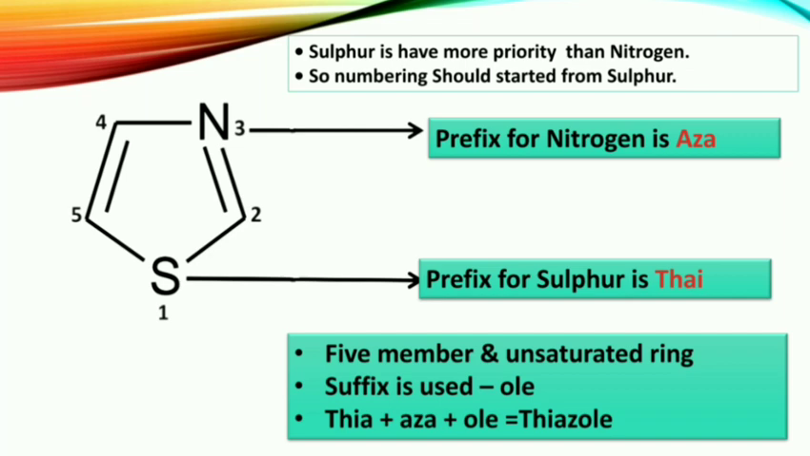While combining everything into one word, you have to remember to remove the last 'a' from the prefix. From thia and aza you remove the 'a', and combine with the suffix. Thia is the prefix for sulfur, aza is for nitrogen. So the name for the structure will be thiazole.